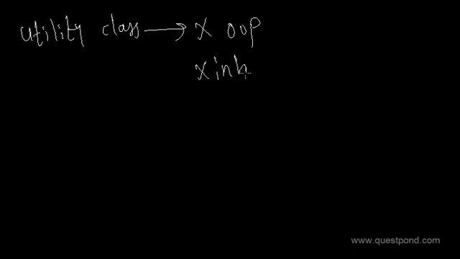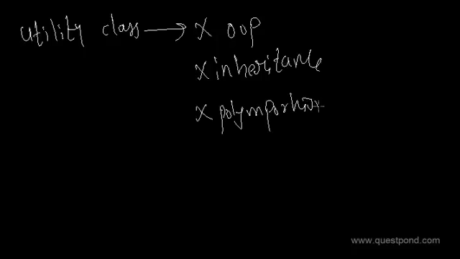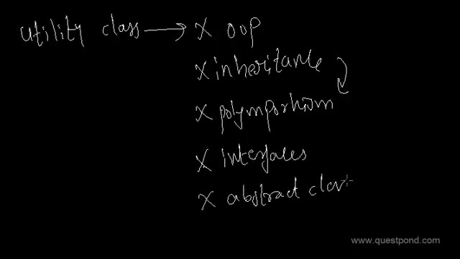So now we are in a better shape. Our utility class is now in a nice shape. Tomorrow nobody can do inheritance on this, nobody can apply polymorphism, and with this any kind of bad design will be avoided. Okay, so good.